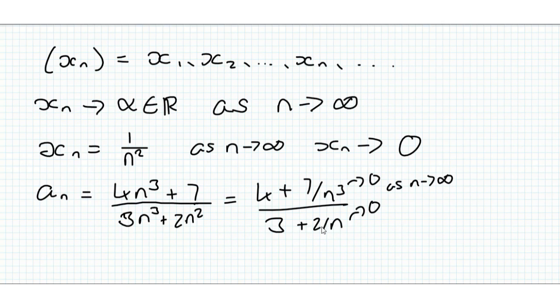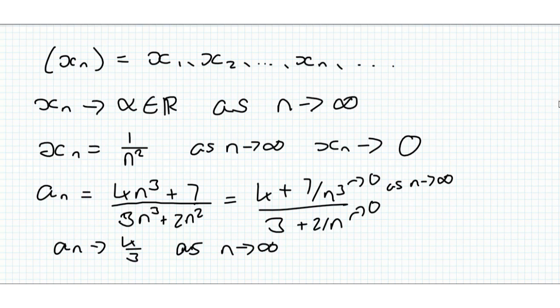Okay, so an tends to 4 over 3 as n tends to infinity. So we would say the sequence an converges to 4 over 3. Okay.